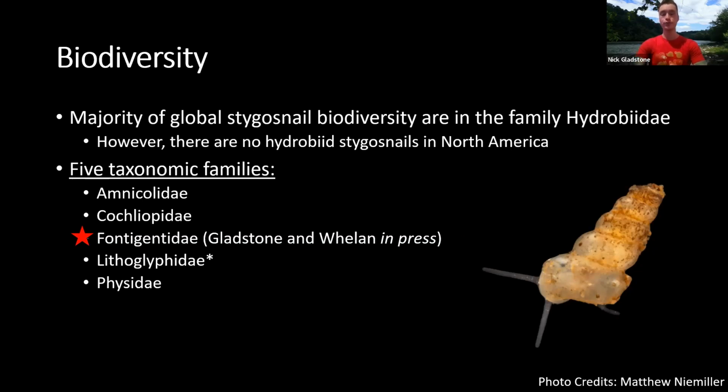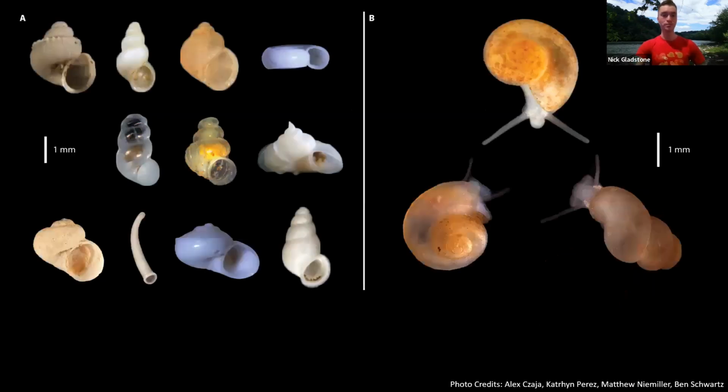So we have 5 different families that are associated with subterranean systems in the United States and in Mexico. And I actually just had a hand in describing the 5th one, which I've starred. Me and my graduate advisor, Nathan Whelan, we just recently described this whole brand new family of snails. And so we have 5 taxonomic families in North America. And the coolest part, I think, is seeing what the biodiversity looks like, seeing what these species look like and where they are.